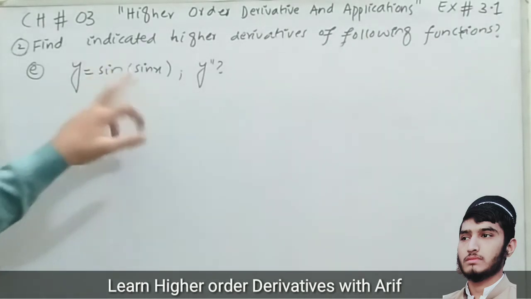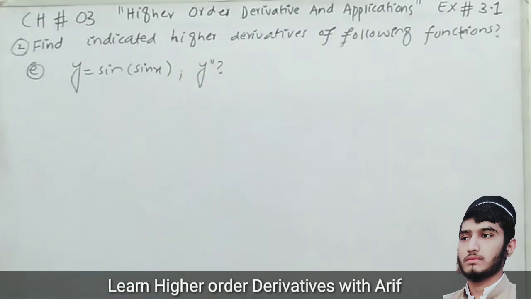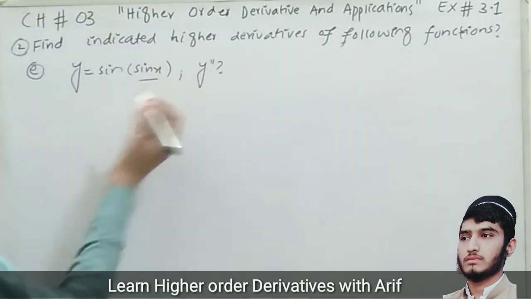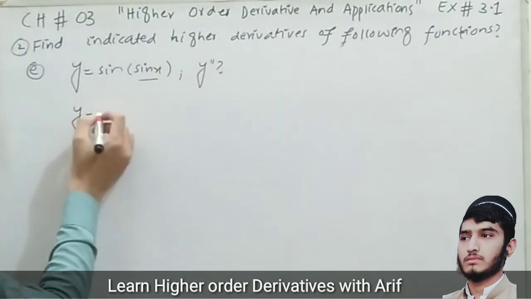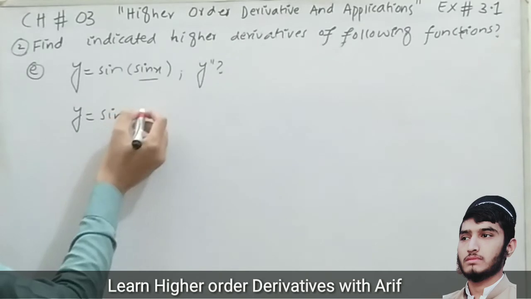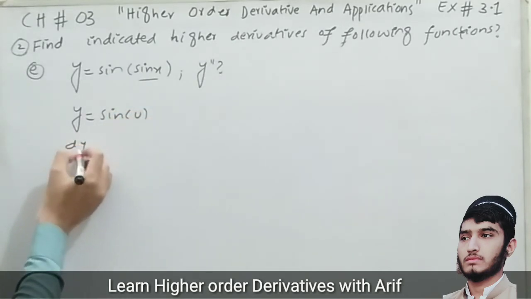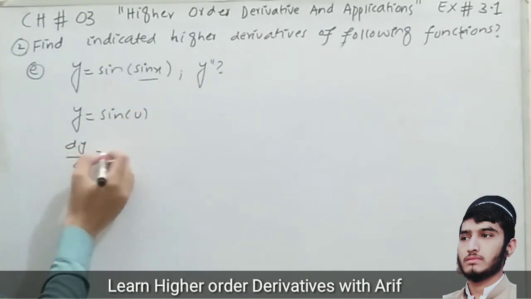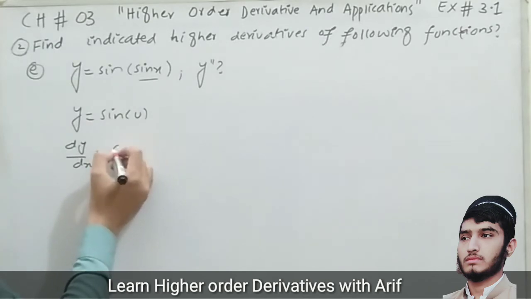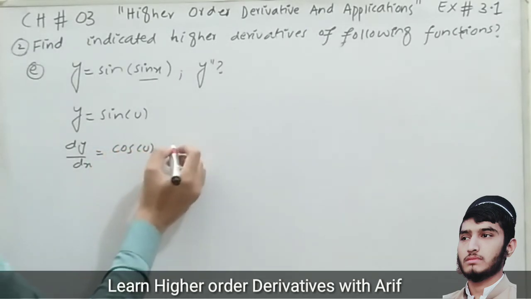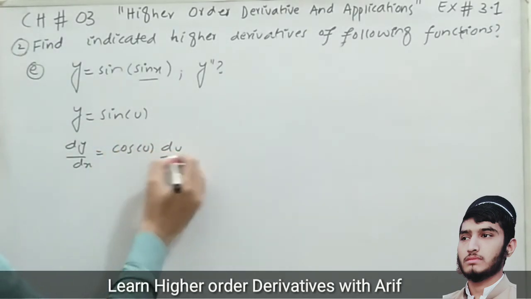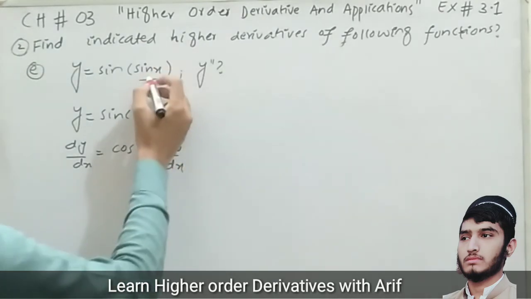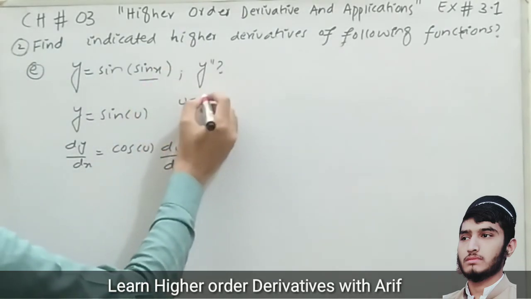y is equal to sin of sin x, expand y double prime. y double prime means that we will differentiate the given function twice, or 2 times. So let's suppose this sin x is equal to u. So y will be equal to sin of u. Differentiate both sides with respect to x. So dy by dx will be the derivative of sin u, which you know is cos of u, and also u is the inner function, so we write du by dx. So we put u equal to sin x.